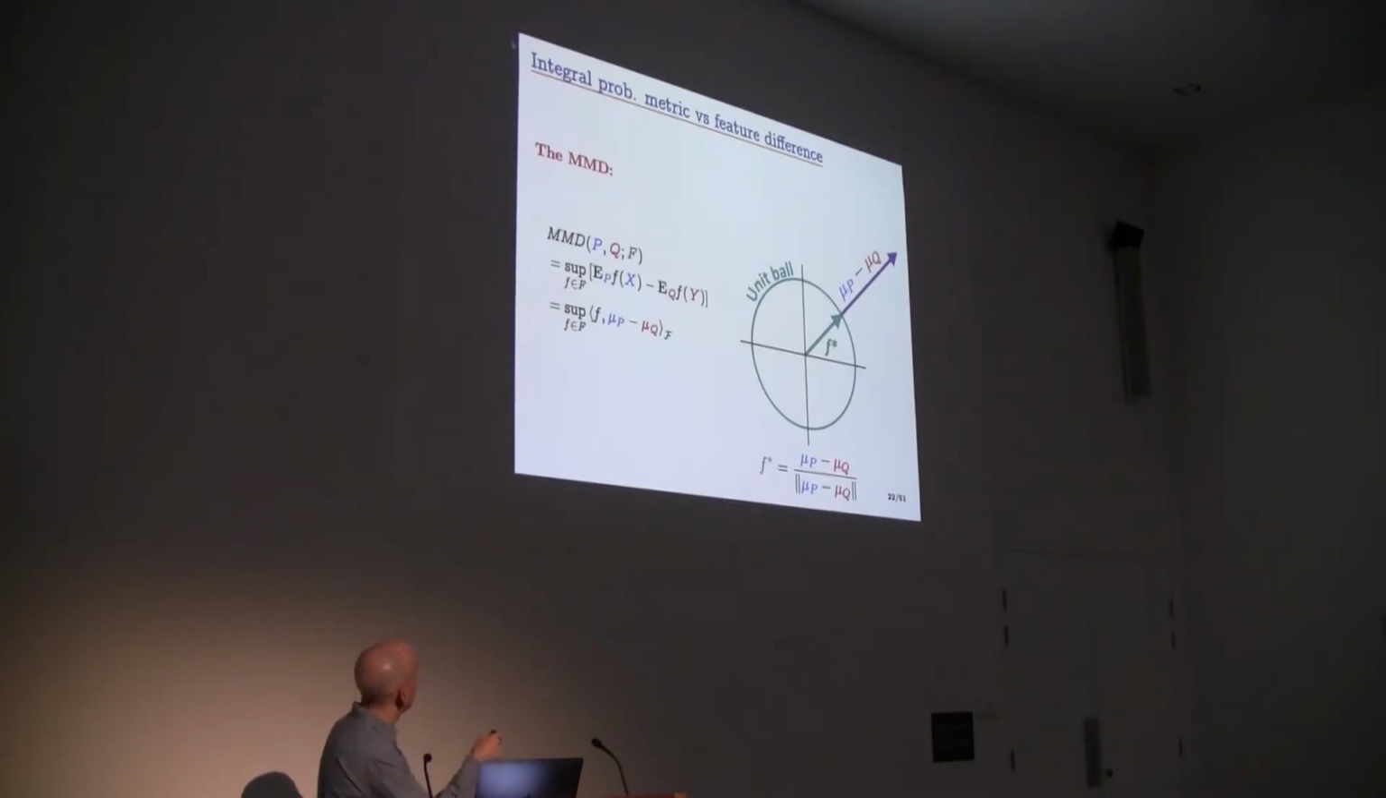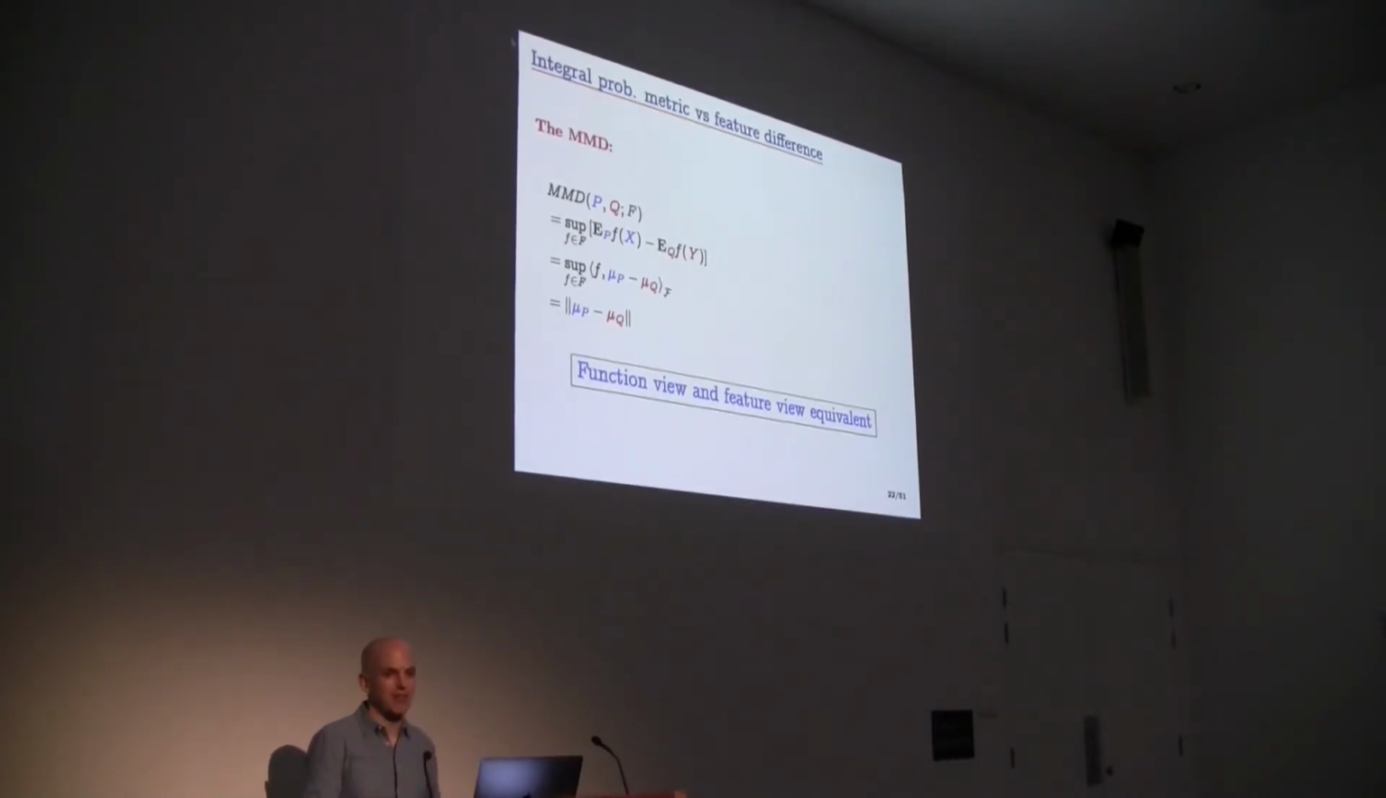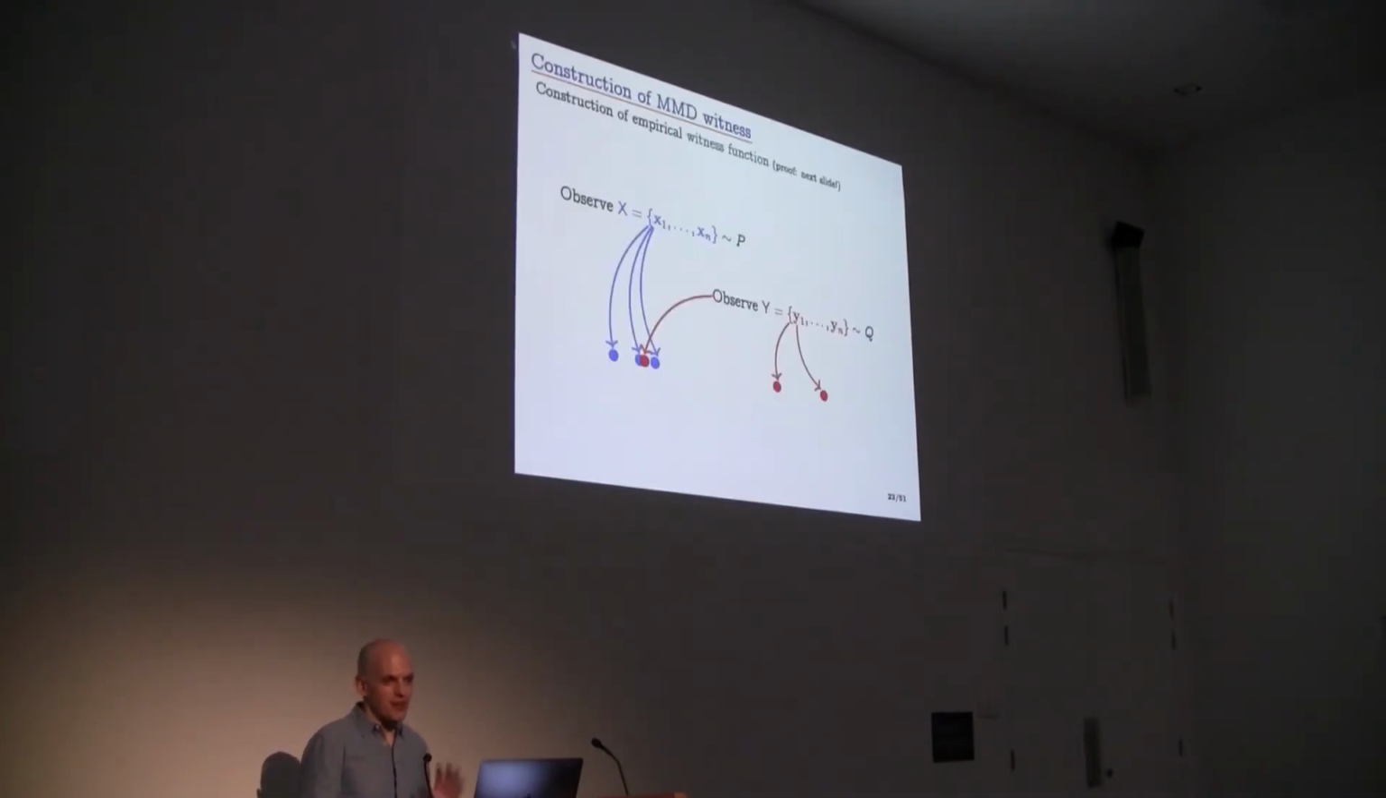So if I take now the dot product of mu p minus mu q with the unit vector in that direction, what do I get? I just get the norm of the difference in the feature means. So now we link these two notions of dependence together. I've got this norm of the difference in the feature means, which I've shown is an integral probability metric. The function view and the feature view are equivalent.